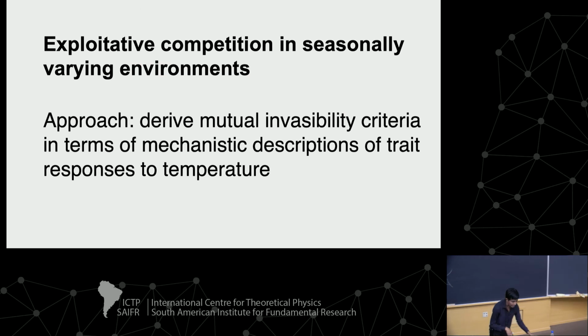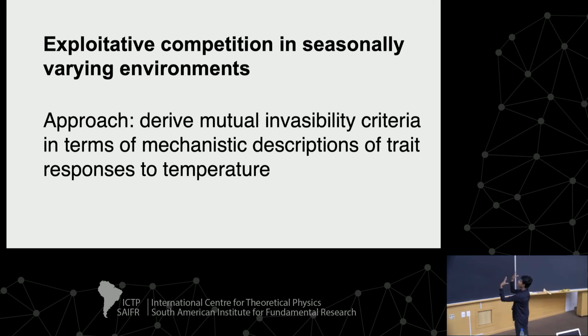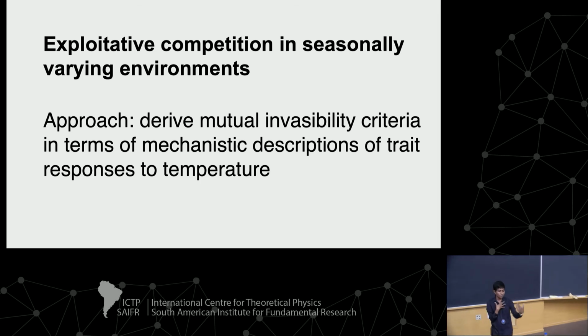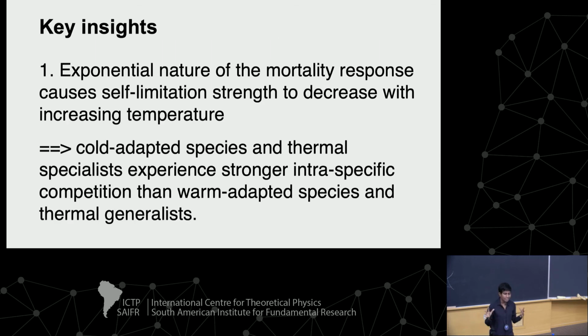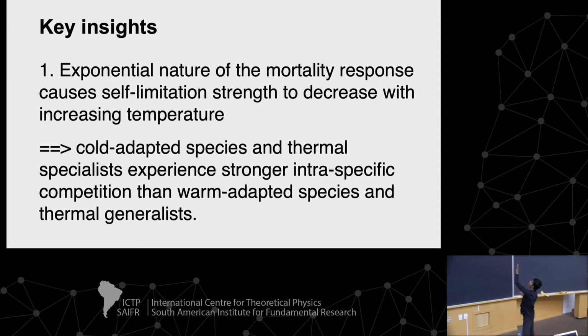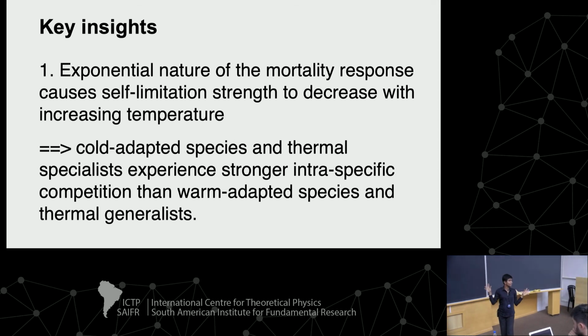All right, so let me summarize. We've looked at exploitative competition in seasonally varying environments, and we've done this by deriving mutual invasibility criteria in terms of mechanistic descriptions of trait responses to temperature. So looking really at what happens below the level of an individual organism and scaling that up. And what we find is really interesting. The exponential nature of the mortality response, which is simply a biochemical thermodynamical phenomenon, causes self-limitation strength to decrease with increasing temperature, which means that cold adapted species and thermal specialists tend to experience stronger intraspecific competition than warm adapted species and thermal generalists.